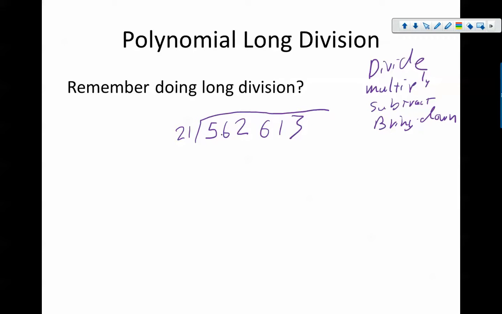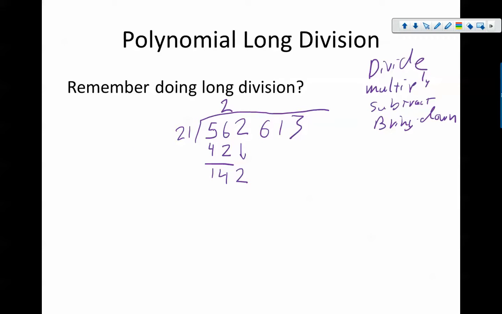We take 56 divided by 21, and that ends up being 2. Then we multiply 2 times 21, which makes 42. Then we subtract, which makes 14 here. And then we bring down the 2. We repeat this process over and over again until we have nothing left to bring down. And then we can see what is divisible.